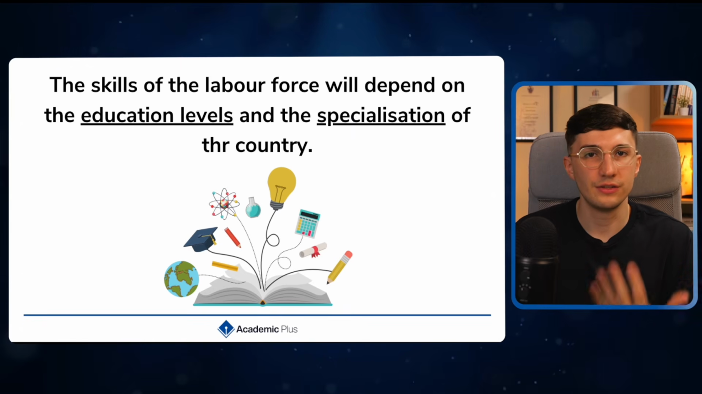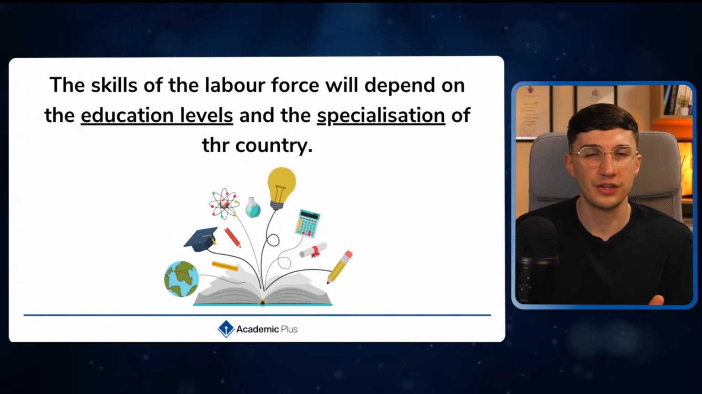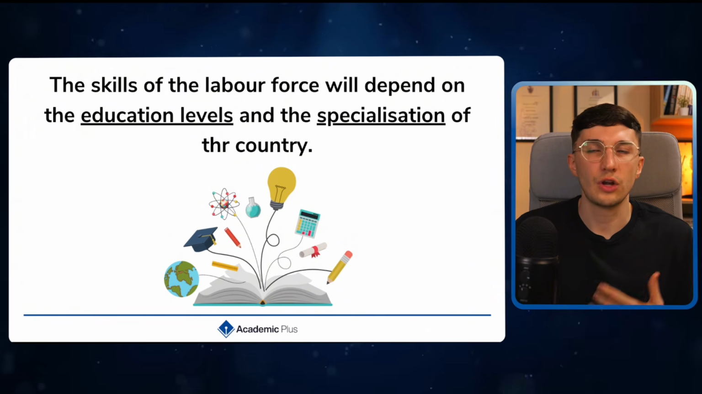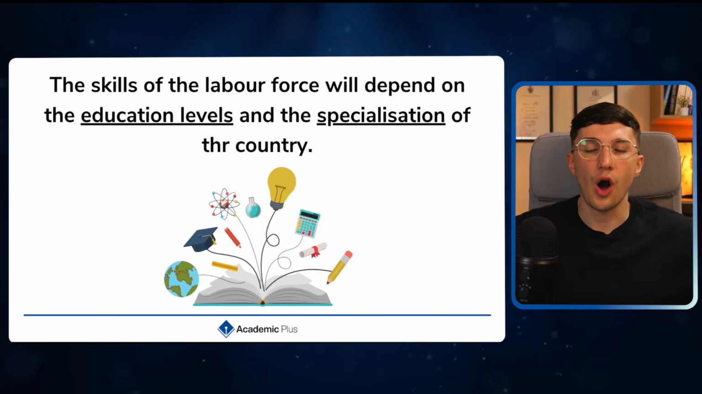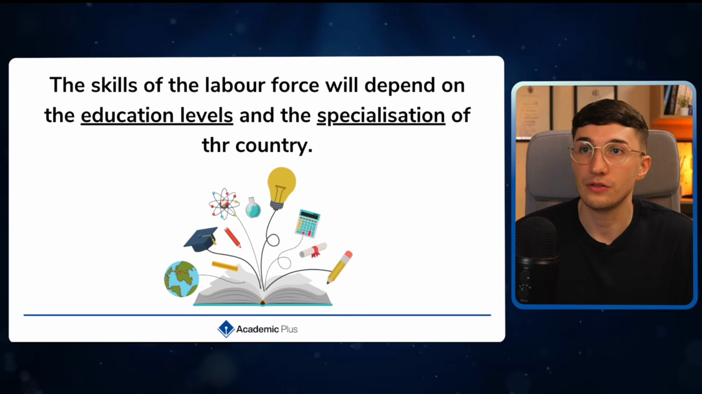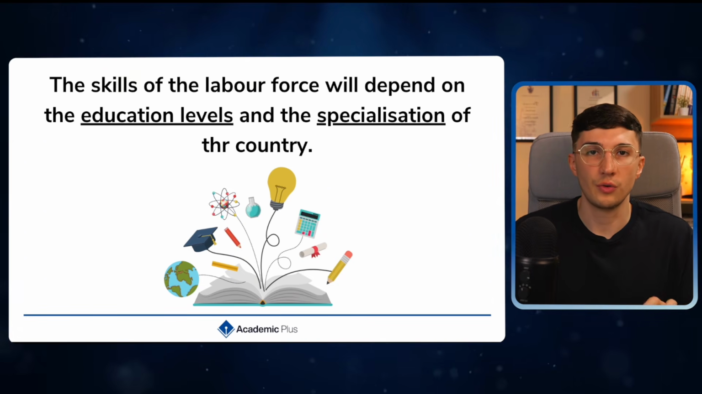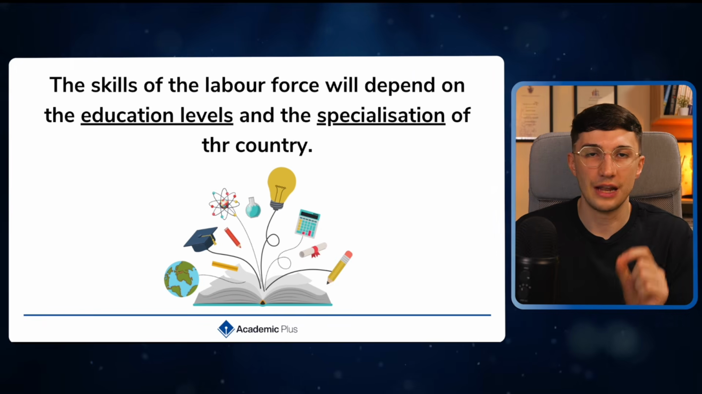Now, what we find with these developing countries is that they don't have enough money to invest into their education systems compared to countries like the UK and the US, where we've got high amounts of investment going into our education systems. And it also depends on the specialisation of that country. So you may find different countries across the world are specialised in certain levels of education.